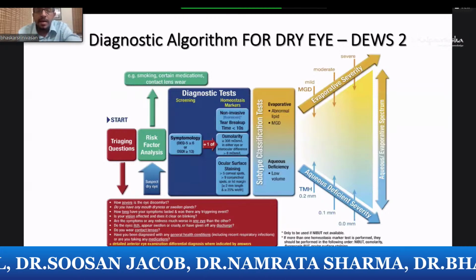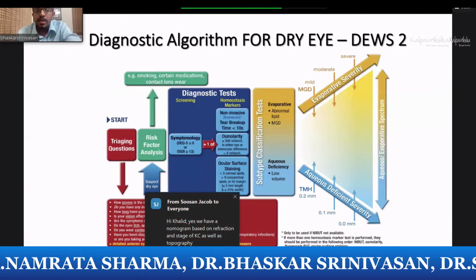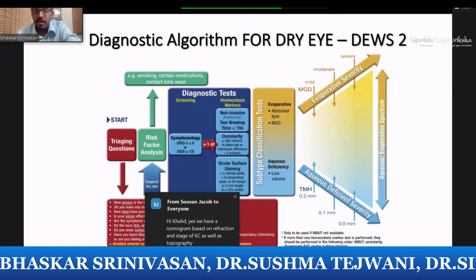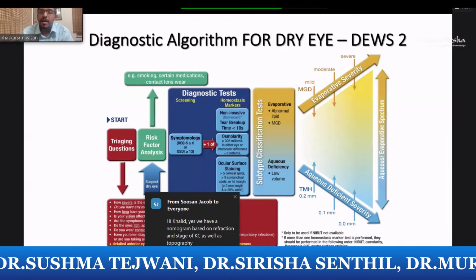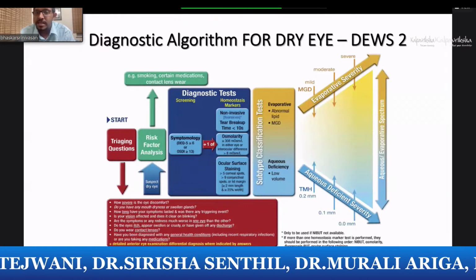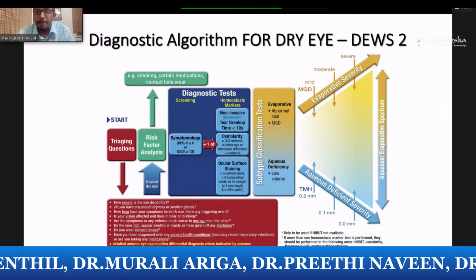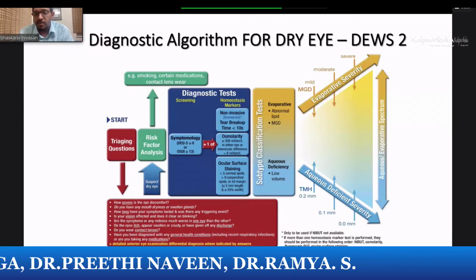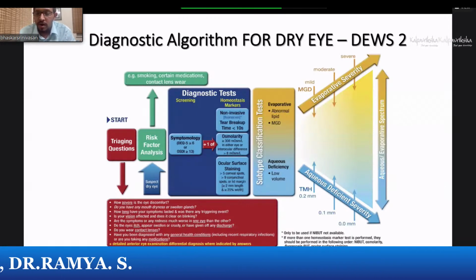When you're looking at a dry eye, you have the DEWS II algorithm, which gives you how you would approach a dry eye disease. You look at the triaging questions, the risk factor analysis, and then the symptom questionnaire. Once you give the symptom questionnaire, you look at the homeostasis markers, which is basically non-invasive breakup time of less than 10 seconds, tear osmolarity more than 308 milliosmoles, and ocular surface staining. Based on this, you grade whether it is evaporative dry eye, aqueous tear deficiency, or a combination, and based on which is more prominent, you advise the treatment plan in that particular patient.